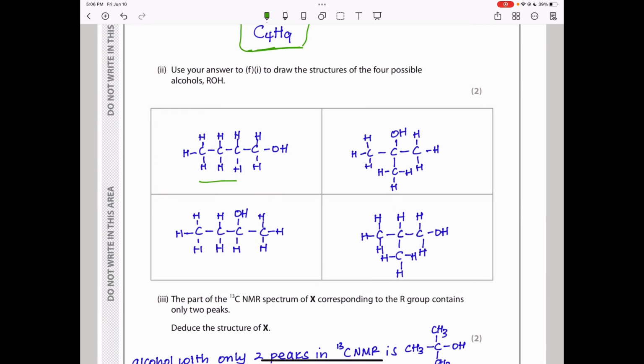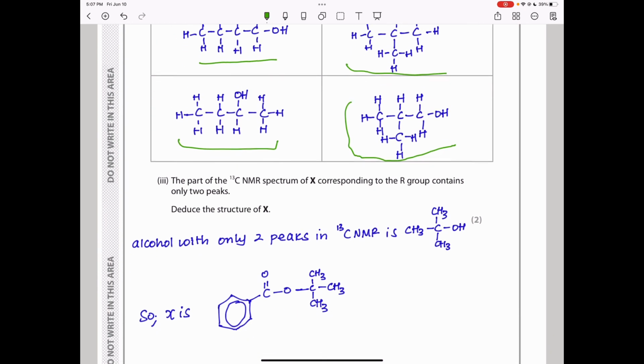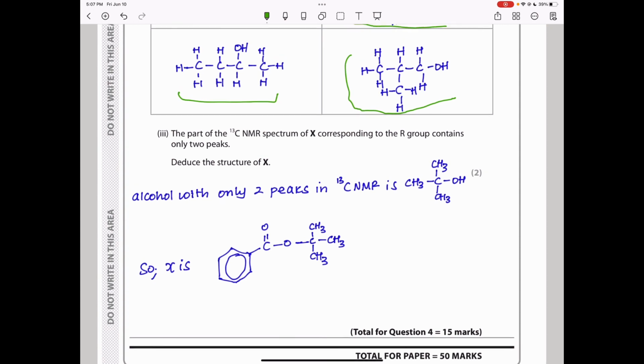So there is a possibility of the primary alcohol, a possibility of the tertiary alcohol, a possibility of a secondary alcohol, and a possibility of another form of primary alcohol which could be produced. So 2 primary alcohols and then a secondary and a tertiary. Here they say the part of the carbon 13 NMR spectrum of X that corresponds to the R group contains only 2 peaks. Deduce the structure of X.